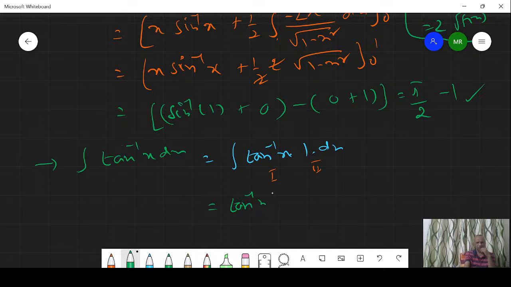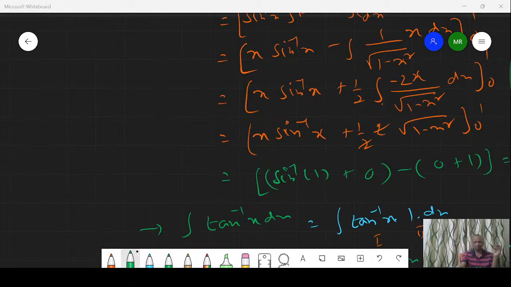This is the first function tan inverse x, integral 1 dx, minus integral of derivative of first function, d by dx of tan inverse x, times integral 1 dx, whole dx. So this is integration by parts. I am just using integration by parts here. Now you can simplify.